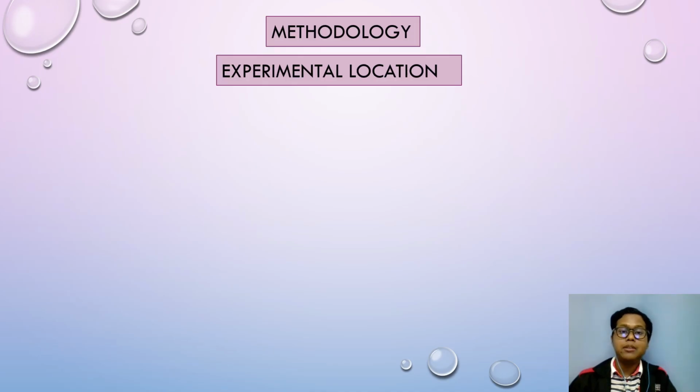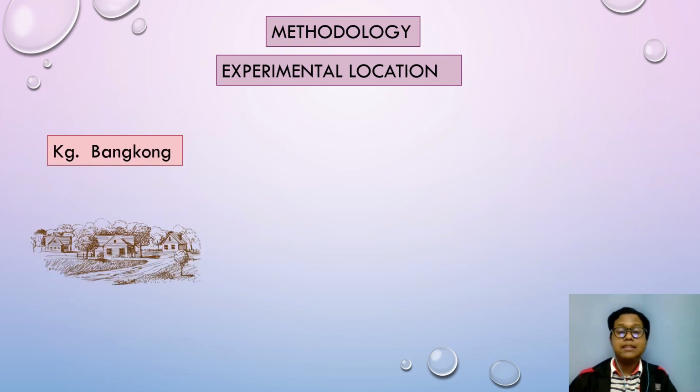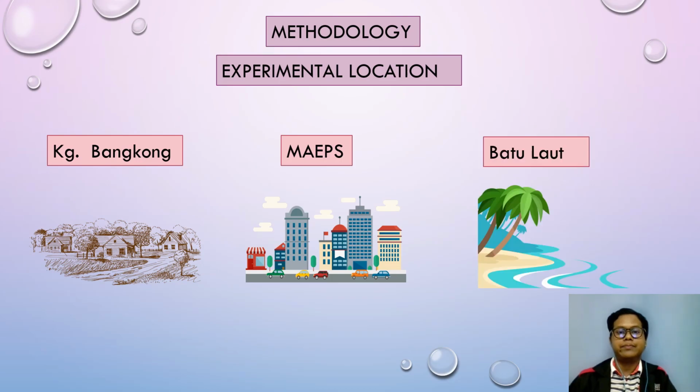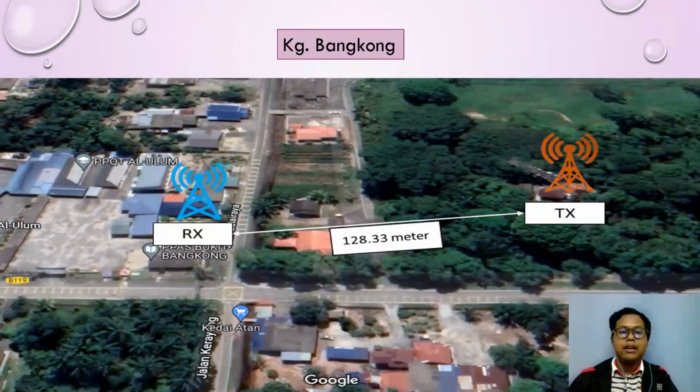Next, as for the methodology, there are three locations for the experiment. First is Kampung Bangkok. The second location is Maes, Serdang, and the third location is Batu Laut. As for the first location, Kampung Bangkok, the distance between transmitter and receiver is 128.33 meters. On top of that, Kampung Bangkok is a rural area, and this makes the number of telco users the lowest compared to the other locations.